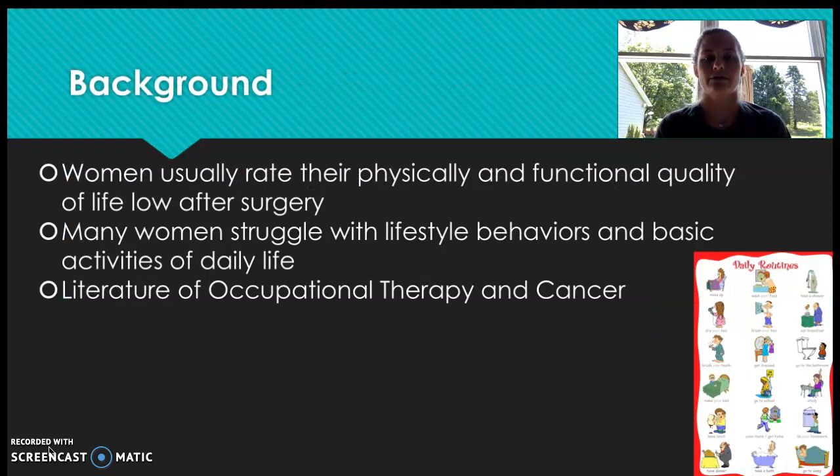Some background about the study. Women usually rate their physical and functional quality of life very low after surgery. Many women struggle with lifestyle behaviors and basic activities of daily life. Some of these activities of daily life include tasks such as preparing meals, using the bathroom, oral hygiene, and even medication management. However, the literature on occupational therapy and cancer is very limited. There's hardly any research out there showing that these two work hand in hand.